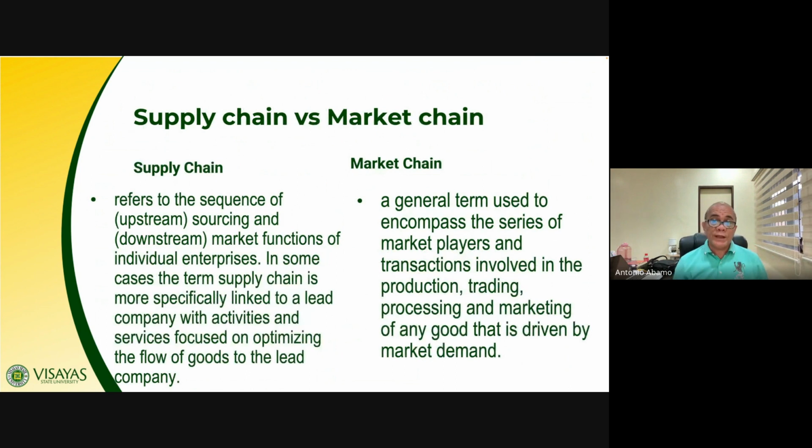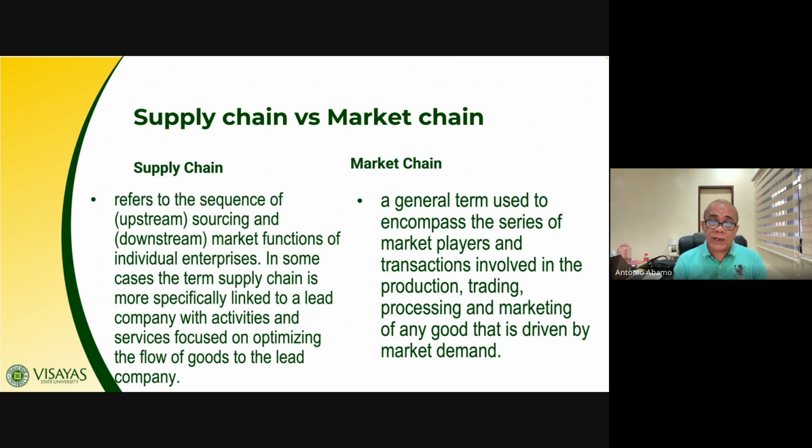Okay? So, supply chain versus market chain. A supply chain refers to a sequence of sourcing, while a market chain is a general term used to encompass a series of market players. Okay? So that is a market chain. You have market players involved in the production, trading, processing, etc. And in some cases, the term supply chain is more specifically linked to a lead company with activities and services focused on optimizing the flow of goods.